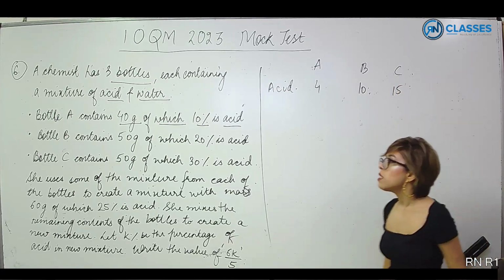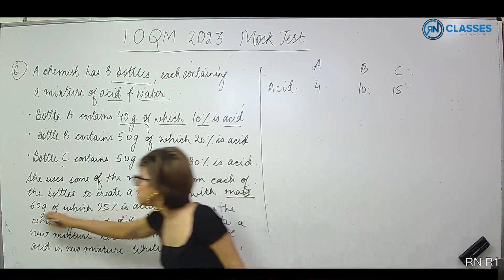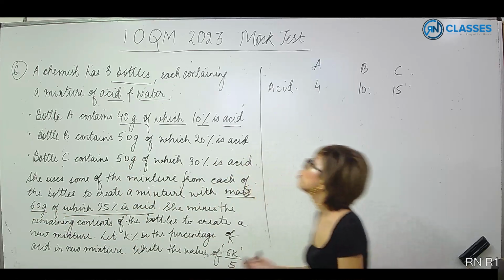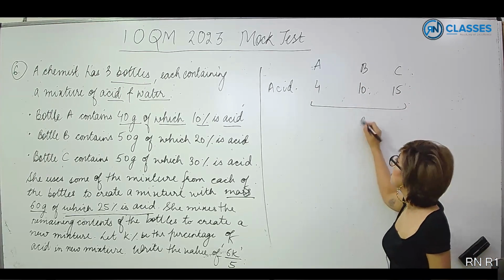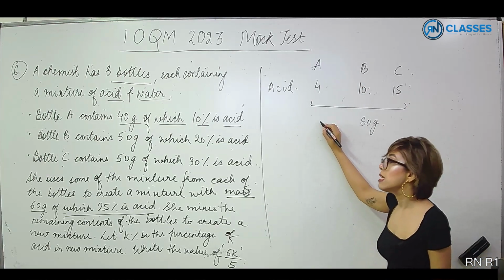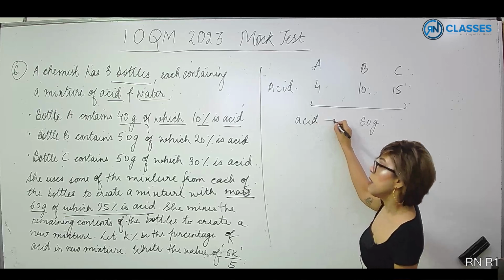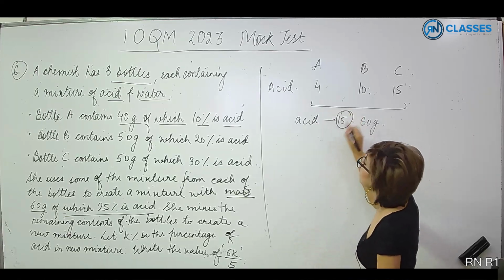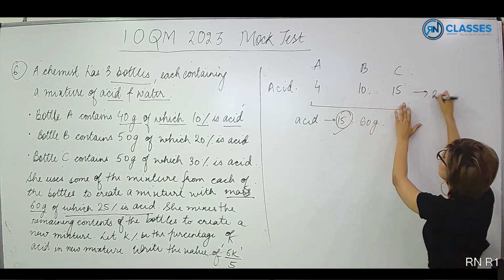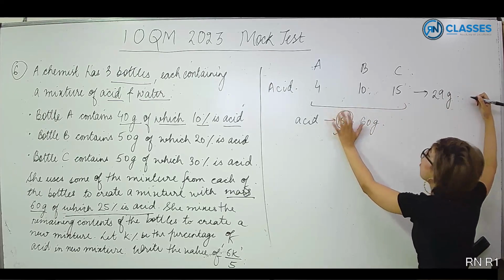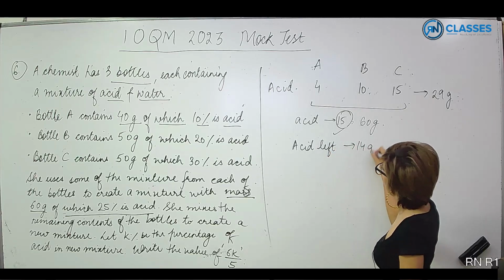Alright. Now it says she uses some of the mixture from each of the bottles to create a mixture with mass 60 grams, of which 25% is acid. So she's getting some out of this, some out of this, some out of this, and in combining that she gets 60 grams, out of which 25% is the acid. So acid amount is nothing but 25% of 60, which is 15. Right? So that means initially how much acid did she have? She had 29 gram acid. She has used 15 gram of acid already. So that means she is left with 14 grams of acid. Right?